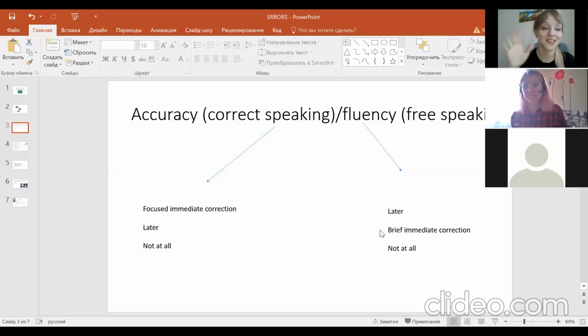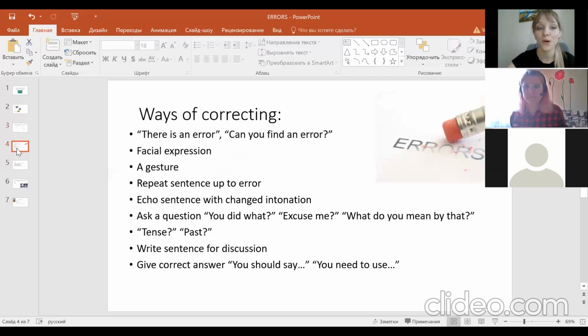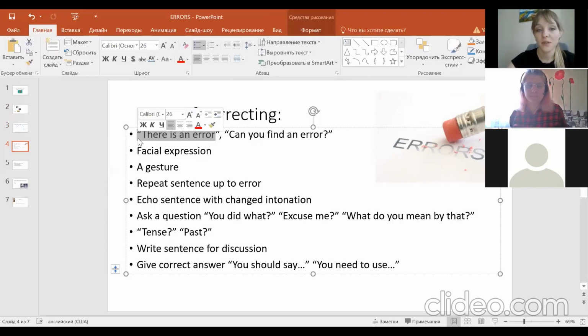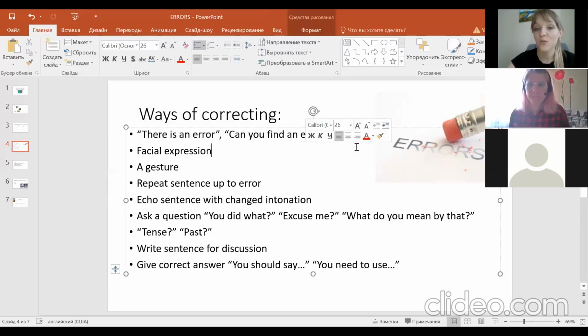Well, okay, I think you know a lot. So let's move to this slide and see some other ways. I'm sure you're familiar with most of them. So how can we correct? First, we can say simply, there is an error. Can you find an error? So you see, it's more like eliciting.